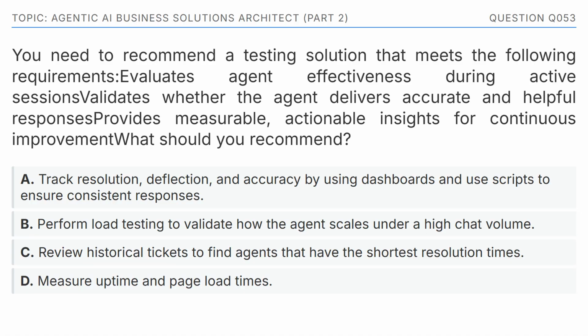What should you recommend? The options are: Option A, track resolution, deflection, and accuracy by using dashboards and use scripts to ensure consistent responses. Option B, perform load testing to validate how the agent scales under a high chat volume. Option C, review historical tickets to find agents that have the shortest resolution times. Option D, measure uptime and page load times.